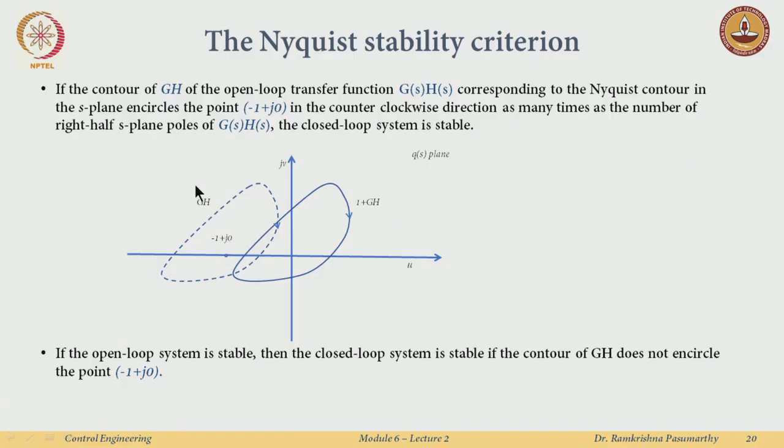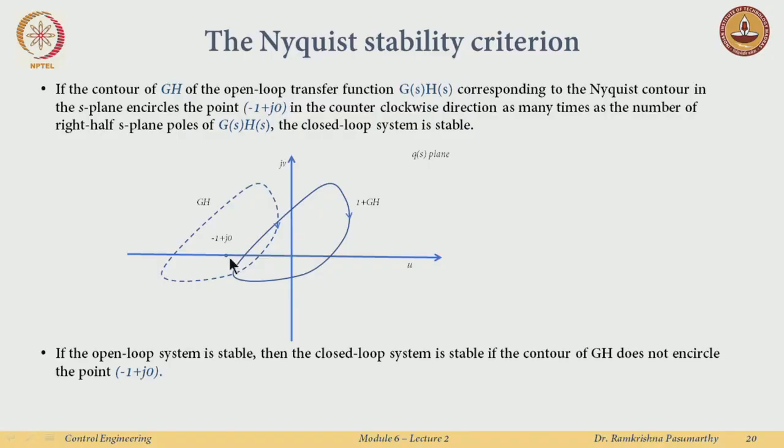Now this is easier to check because I know G, I know H. I don't need to compute Z1 prime all the way till Zn prime. So now all the results of N equal to P minus Z of the origin will transfer to again N equal to P minus Z, not of the origin but now of the point minus 1 plus J0. Now this will be my point of interest.